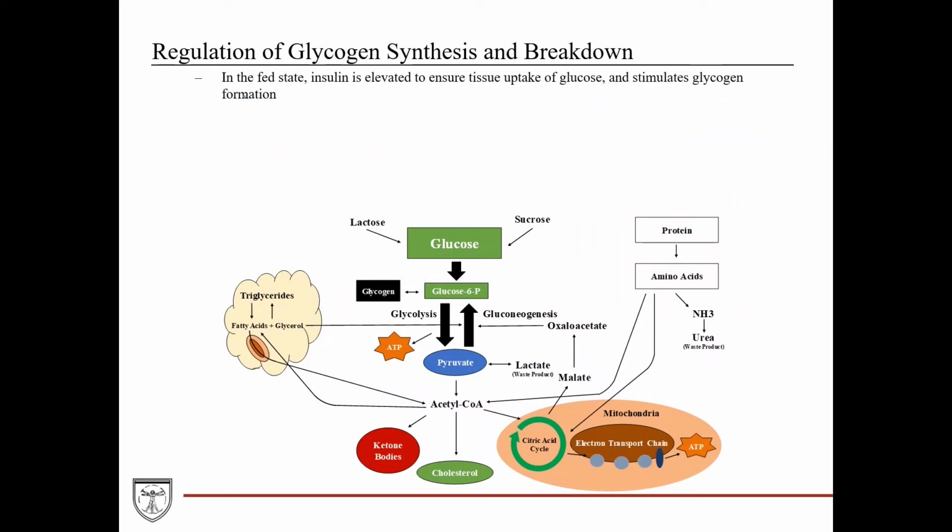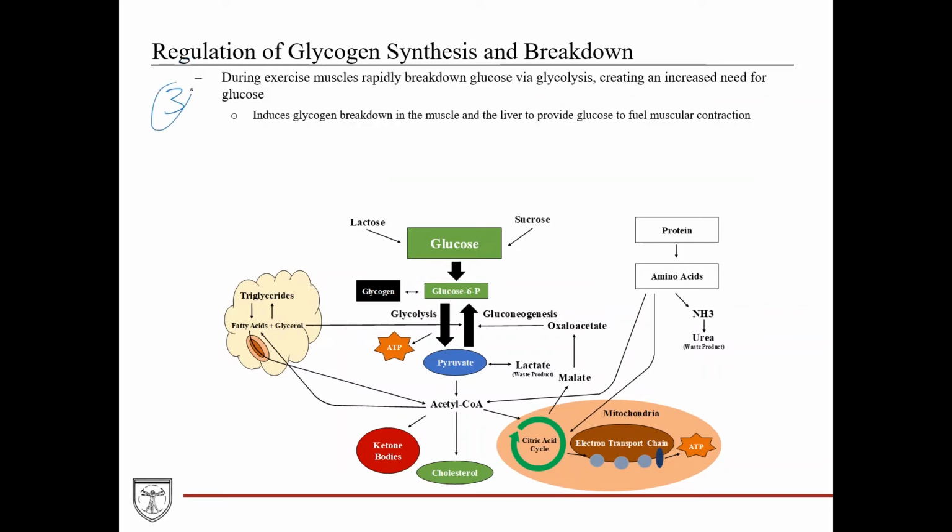The other key concept, number 2, is that in the fed state, insulin is elevated, so you have high insulin, and that ensures the uptake of glucose into the cell. And then what that's going to do is stimulate the formation of glycogen, because again, as far as the body's concerned, it doesn't know when the next meal is coming, and so when you have this abundance of glucose around, you want to store it for periods of fasting and even starvation.